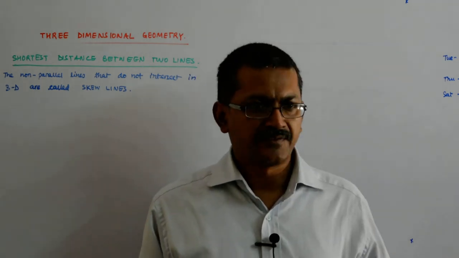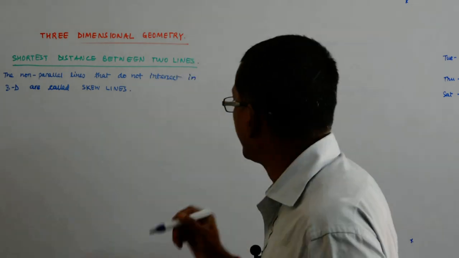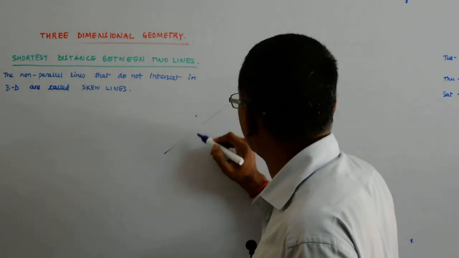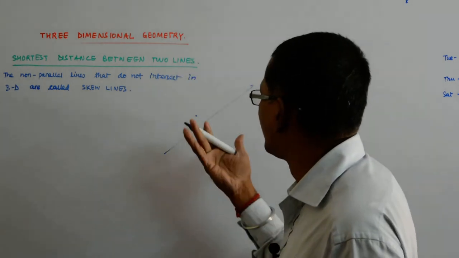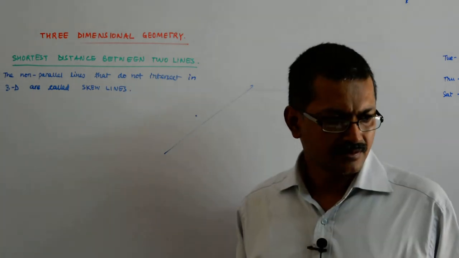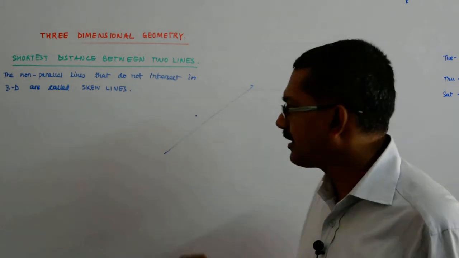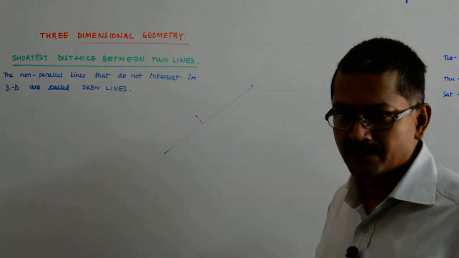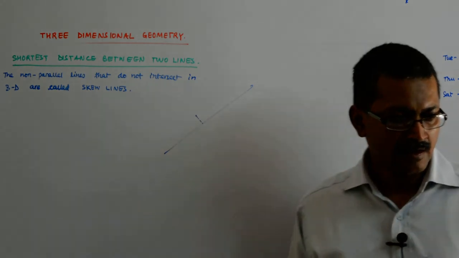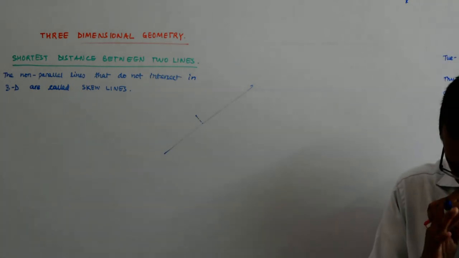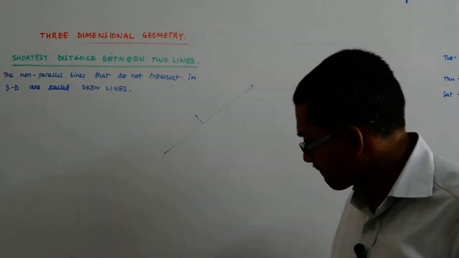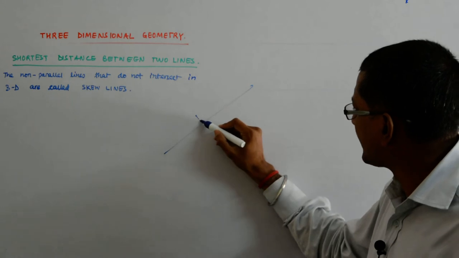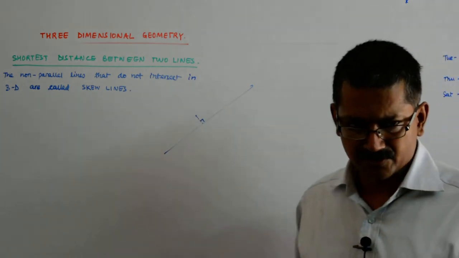Obviously, if it's between a line and a point, this is a line and this is a point, what is the distance? We'll say approximately 1.5 centimeter. So what are we telling? We are actually telling that this is the distance, and this distance is the perpendicular distance.